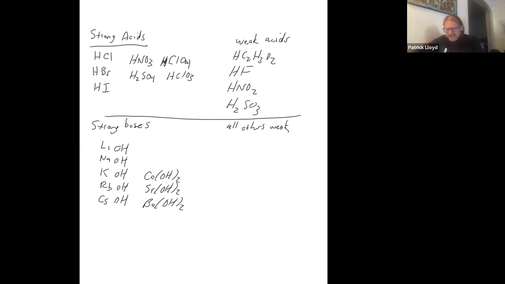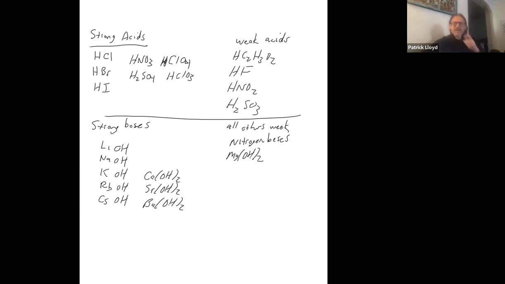Okay, so examples: all the nitrogen bases are weak. Okay, and then we also had magnesium hydroxide, that one. So it'd be interesting to see if Alex gives you that one. Okay, so there's your issue of strong and weak.